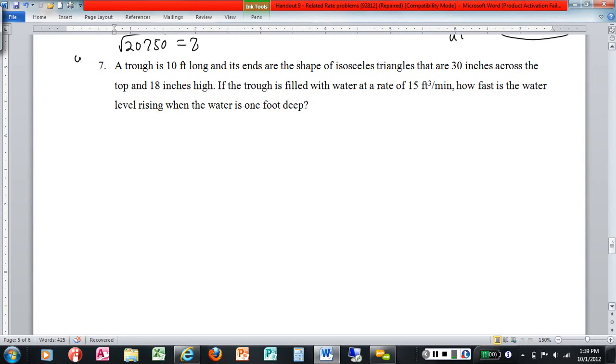A trough is 10 feet long and its ends are shapes of isosceles triangles, which are 30 inches across at the top and 18 inches high. If the trough is filled with water at a rate of 15 cubic feet per minute, how fast is the water level rising when the water is 1 foot deep? That's a mouthful. Okay, so here's the trough. Something like this.